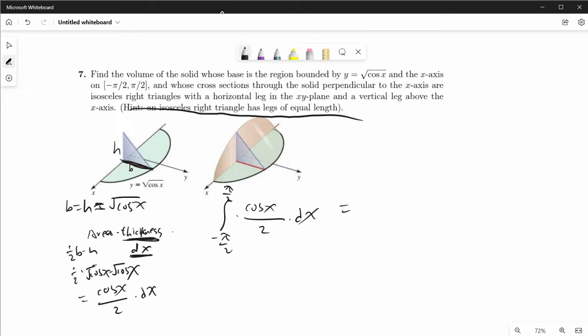The integral of cosine x is just sine x, and we're evaluating from negative pi over 2 to pi over 2. So sine of pi over 2 is 1, so we have 1/2, minus sine of negative pi over 2, which is -1, so negative 1/2. In total, we'll get 1 as our final volume, which I think was option B.